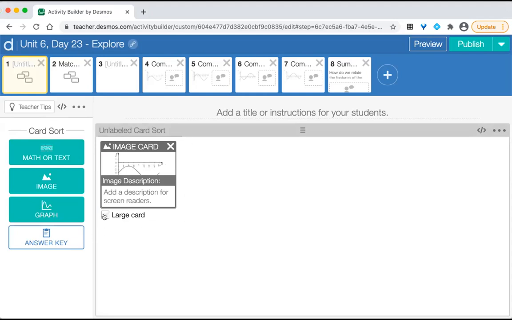Now I always click large card. It's not mandatory, but I find it is really helpful for my students. They can see the image; it's bigger and a little bit clearer visually for them. So I want to do this 4 times, inserting my 4 graphs.